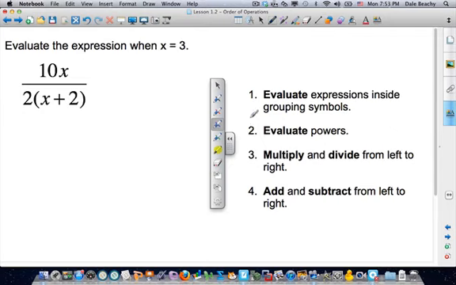Let's evaluate a third expression following the order of operations. In this expression, we see that x equals 3. So our first step will be to replace each variable with the value of 3. So let's begin by rewriting the expression with the value in place.